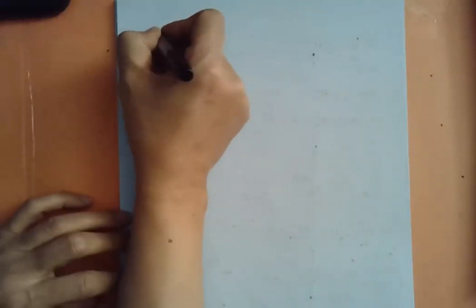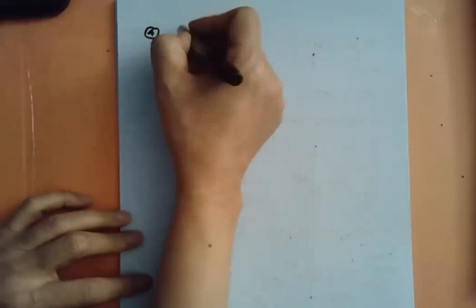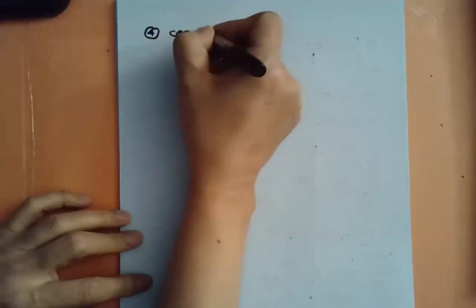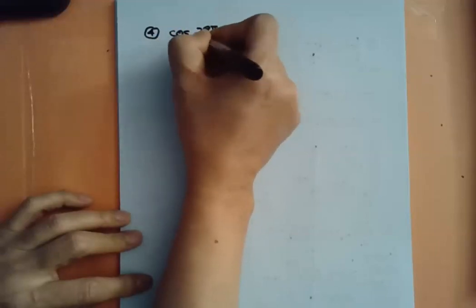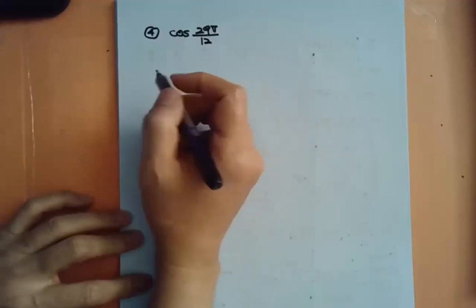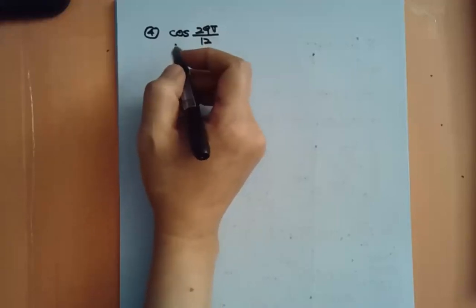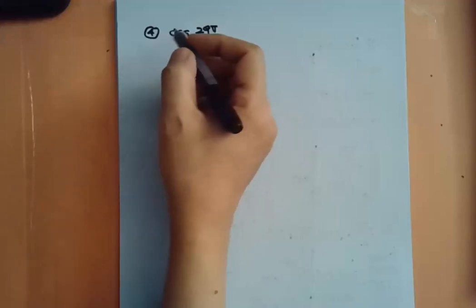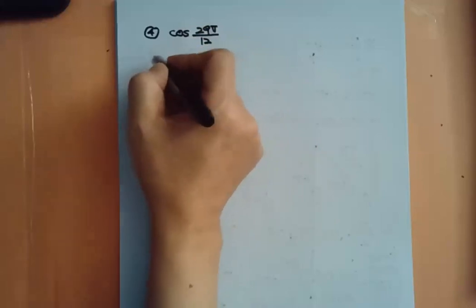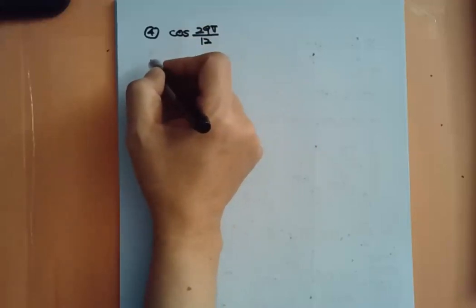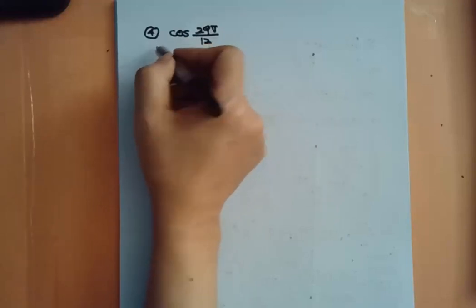Let's do the next problem. The next problem is cosine of 29 pi over 12. So today's lesson will not be in the exam. It'll be on the next exam, I mean, the exam 3 range. Exam 2 range, we already did, because those are up to the law of sines and law of cosines.